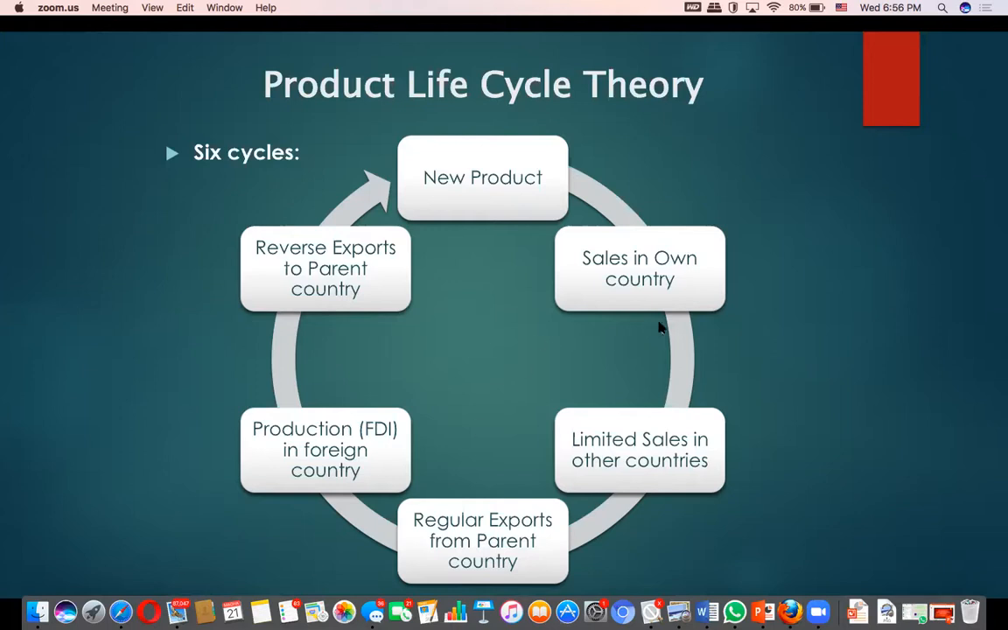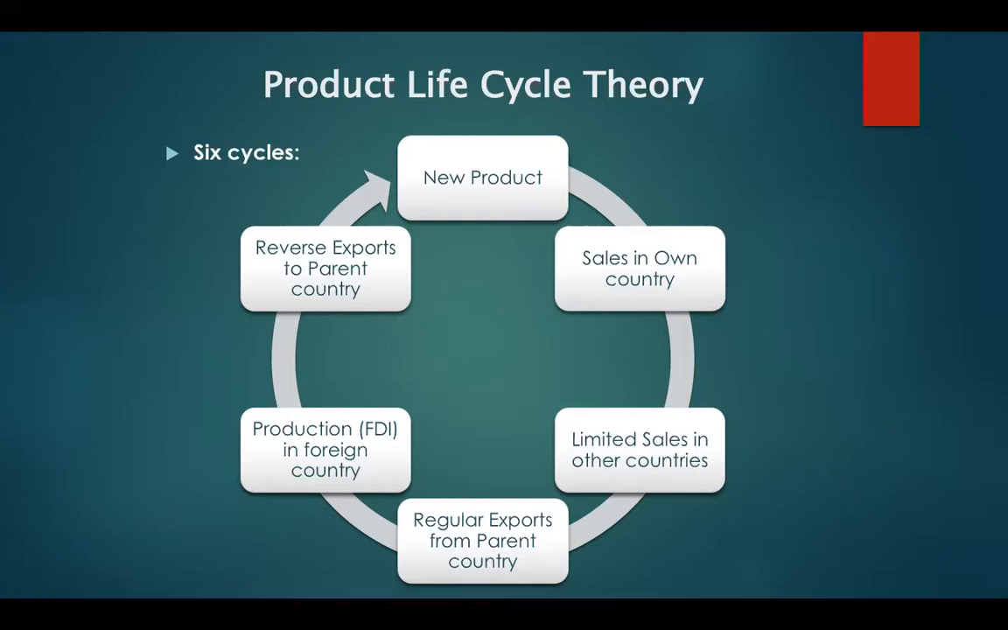For example, the book talks about the company Xerox, whose home country was the US, but then the demand began to grow in foreign countries like Japan and India. So they started producing in India and Japan and selling to the US. Yes, that can be reverse export. That is the sixth stage here: reverse export to parent country. Reverse export means that once you start manufacturing in a foreign country, sometimes production there will be less expensive, or the cost of production in that foreign country will be cheaper, and you can produce there and reverse export to your own country.